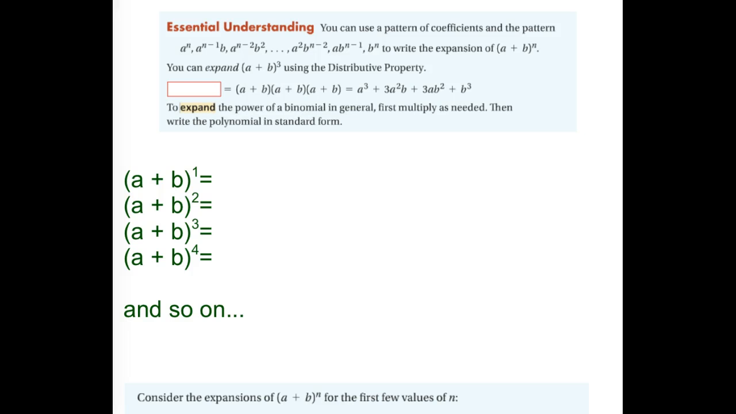So, it says you can use a pattern of coefficients in the pattern a to the nth, a to the n minus 1 times b, a to the n minus 2 times b to the second, etc., to write an expansion of a plus b to the nth power. Now that sounds complicated, but again, there's lots of little patterns. If you recognize the patterns, it's actually very easy to do.